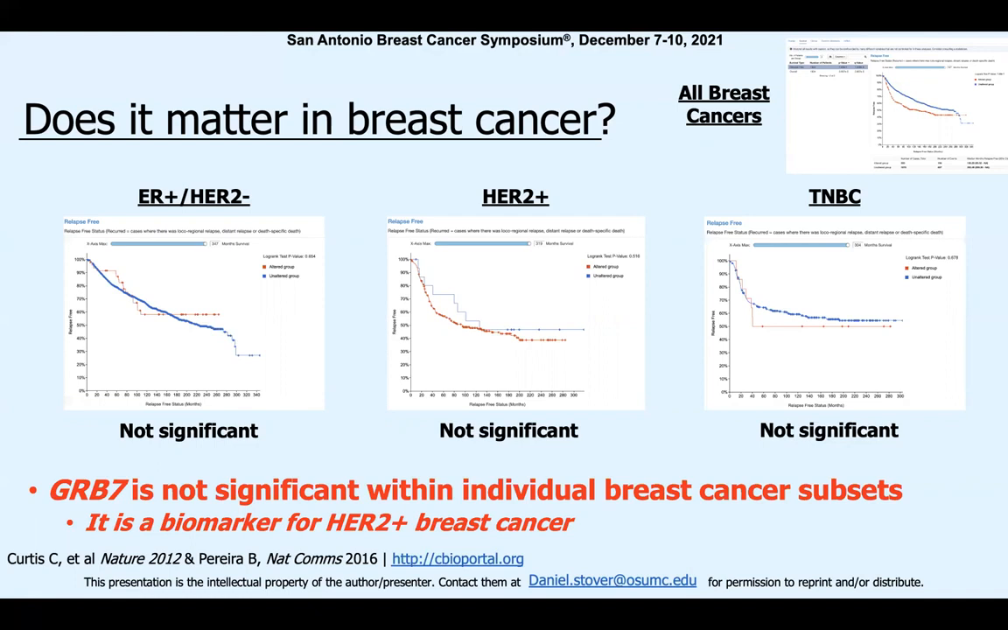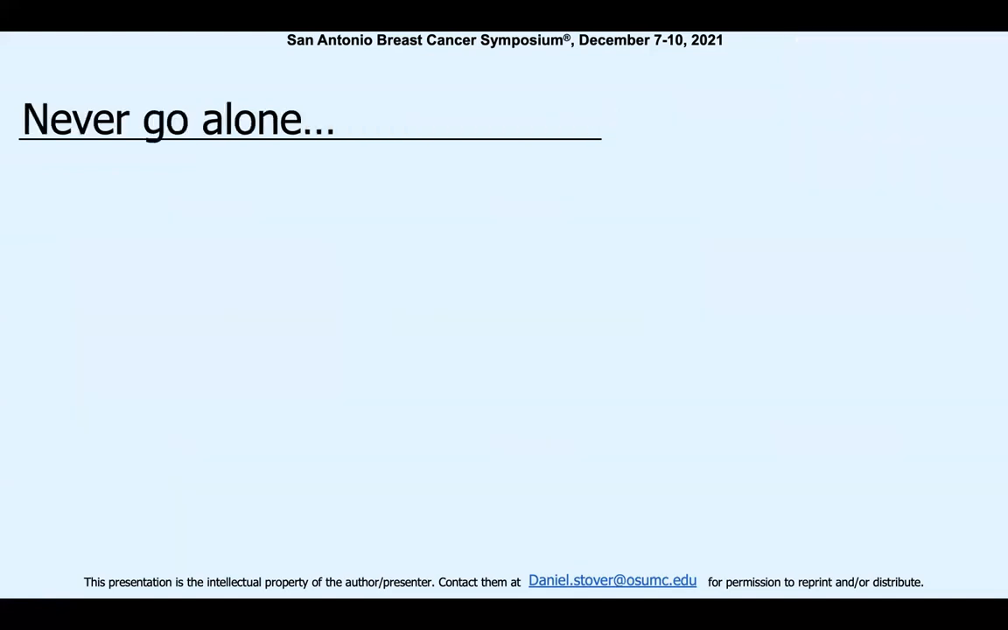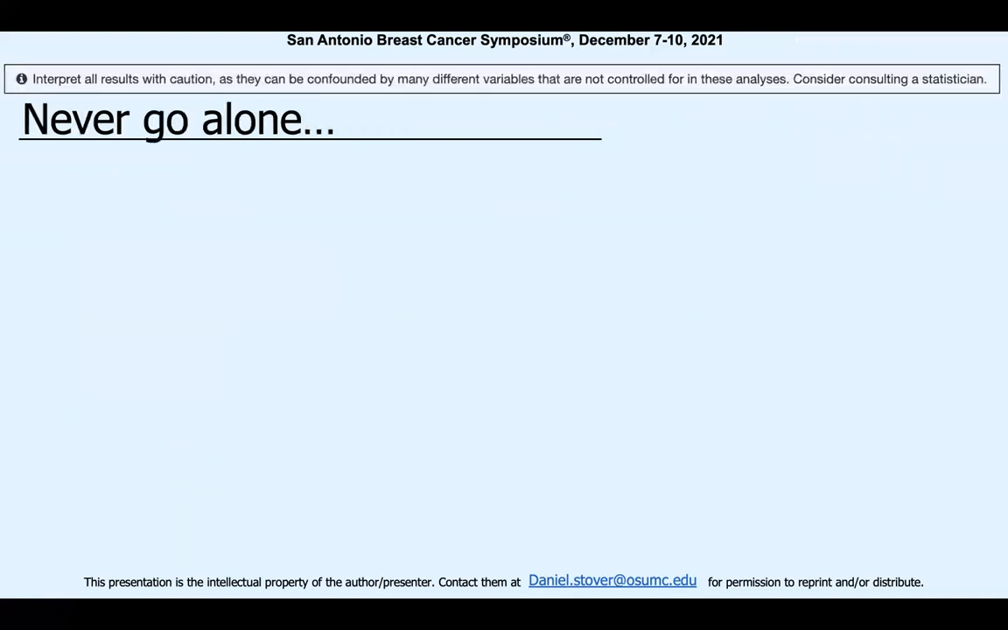So hopefully this example has shown us both the power of a lot of these publicly available tools, and how, pointing and clicking from our living room, we can learn a lot from data, but also some of the pitfalls. For example, pan breast cancer analyses are a common cause of confusion if we don't do within-subset analyses and don't take advantage of the fact that we know there are existing subtypes within breast cancer. So I think this reinforces the importance of never going alone.